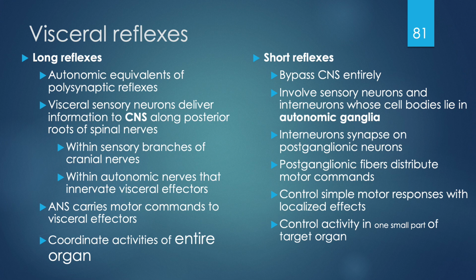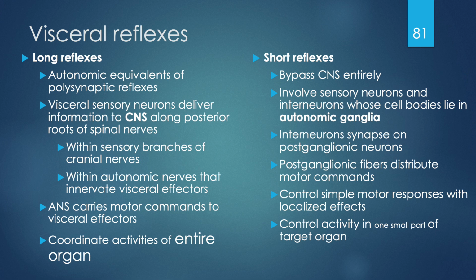In a long reflex, we have visceral sensory neurons that are going to take information that travels along the posterior roots of the spinal nerves, and it comes to the central nervous system. These visceral sensory neurons are going to be housed within sensory branches of cranial nerves, and also within autonomic nerves that innervate visceral effectors.